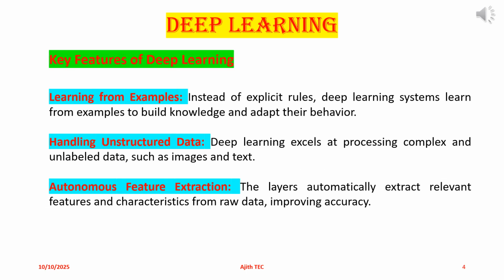Key features of deep learning can be explained below. Learning from examples. Instead of explicit rules, deep learning systems learn from examples to build knowledge and adapt their behavior. Handling unstructured data. Deep learning excels at processing complex and unlabeled data, such as images and text. Autonomous feature extraction. The layers automatically extract relevant features and characteristics from raw data, improving accuracy.